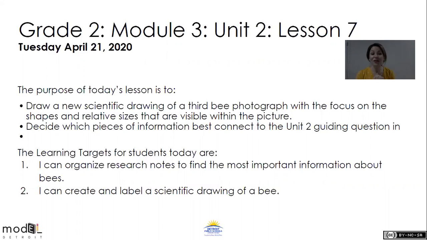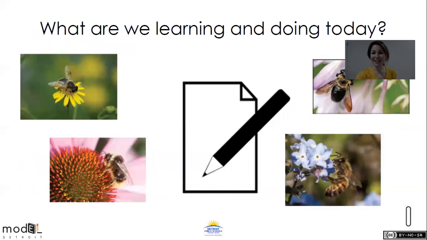And also, friends, we're going to play a game. It's called Keep or Toss on information that connects to our guiding question. Okay, so we have 2 different learning targets today. Our first learning target is I can organize research notes to find the most important information about bees. That's our keep and toss game. And then, friends, you are going to create and label a scientific drawing of a bee. You can either take a picture of it and send it to me after today's lesson, or we can look at it tomorrow during our Zoom crew meeting. Okay, so I'm excited to get started, and I hope you are as well.